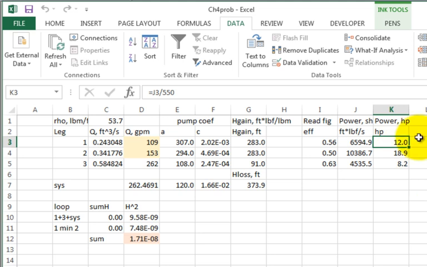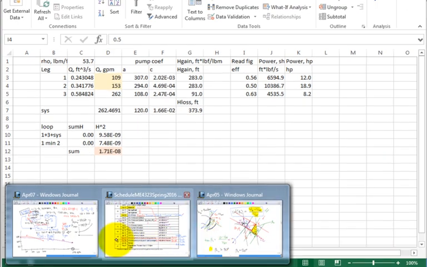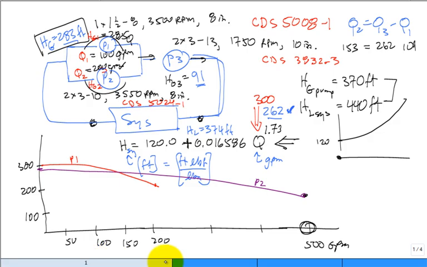So the one I calculated by hand, 12, pretty good. And then the next one was at 19 horsepower, and then about 8.2. These efficiencies are pretty low. So as an engineer, I would again go look at the diagram just like what we did. Go look at this first one, thank you.